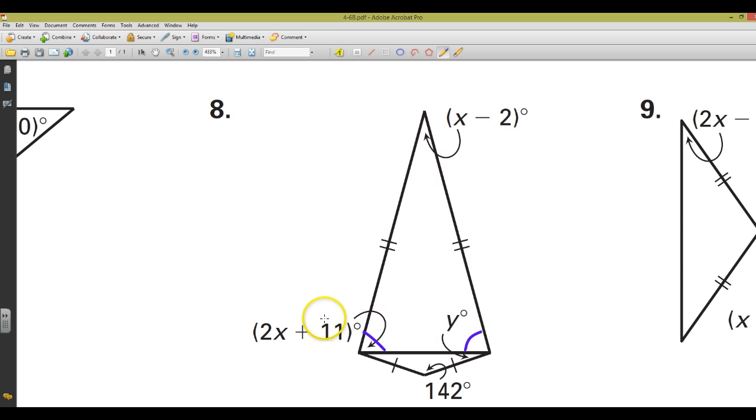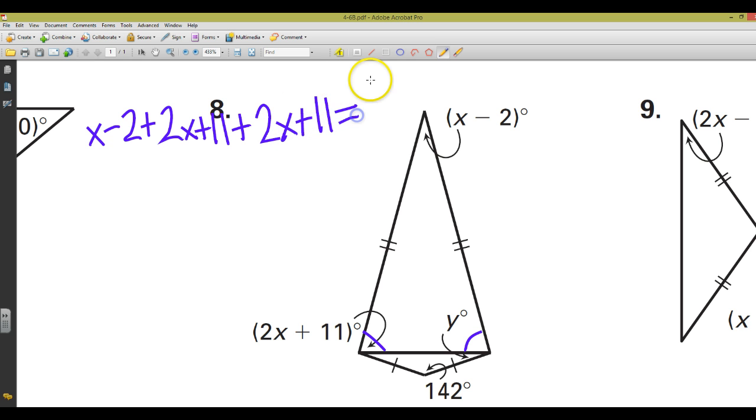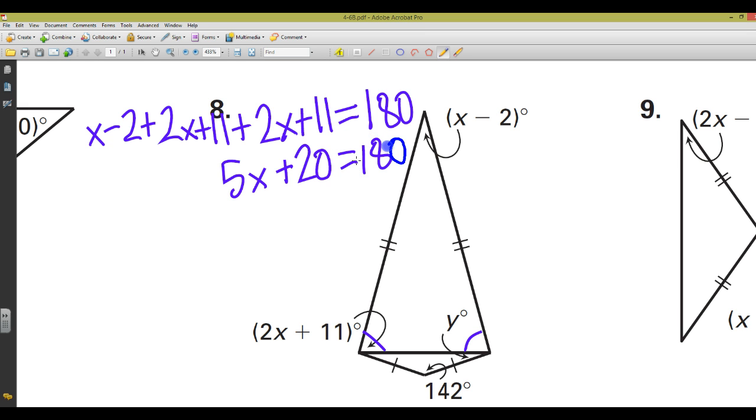So we have this angle, and this angle. So x minus 2 plus 2x plus 11, and then the other base angle would also be 2x plus 11, altogether equals 180. So we would combine all of our like terms and get 5x plus 20 equals 180. Then subtract 20 from both sides.